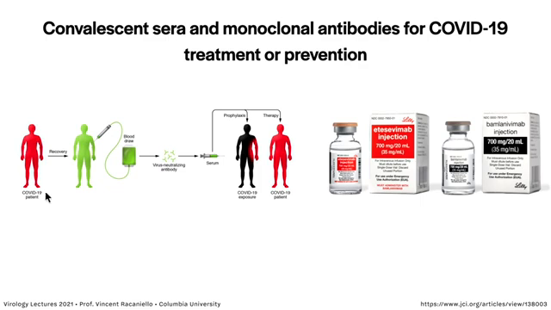So for convalescent serum, we take a person who's recovered from COVID-19. We draw blood, we separate out the cells and take the serum. We make sure there's virus neutralizing activity using a neutralization assay. And then we can inject that into people, again, for prophylaxis or therapy.